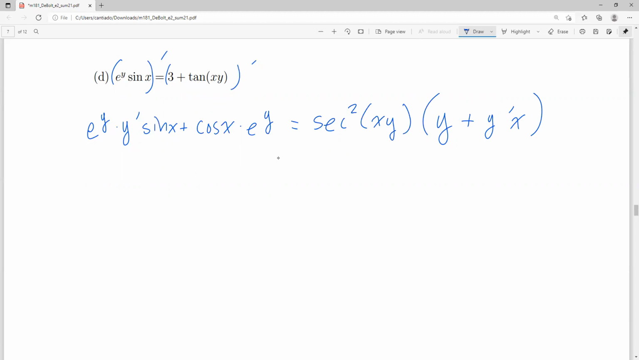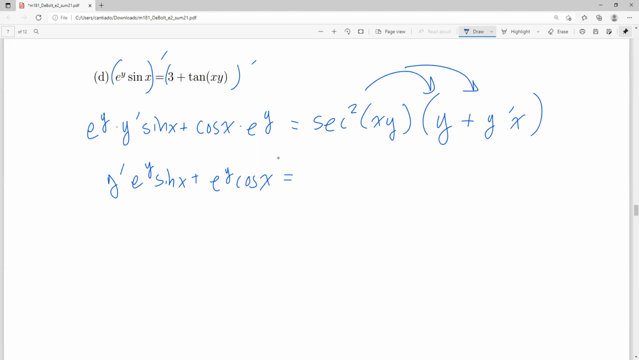right? And now what we need to do is find the terms with y prime in it and put them all on one side. So let's go ahead and just rearrange some stuff. I'm going to rewrite it like this. So y prime's on the outside: y prime times e to the y sine of x plus e to the y cosine x is equal to, I'm going to distribute this in.